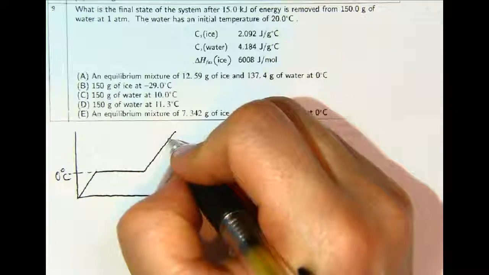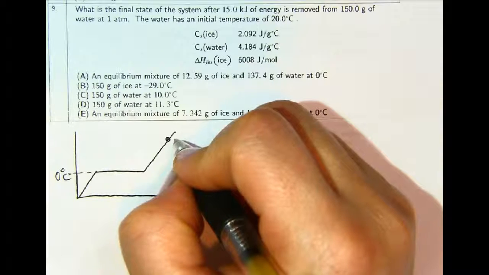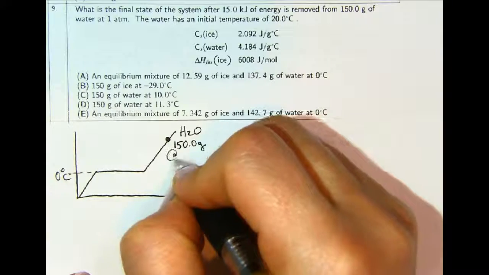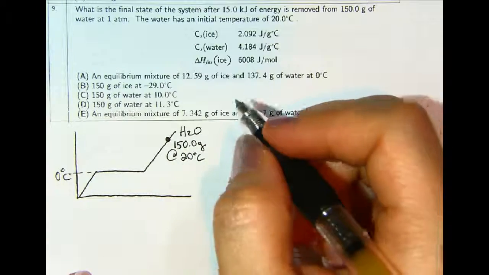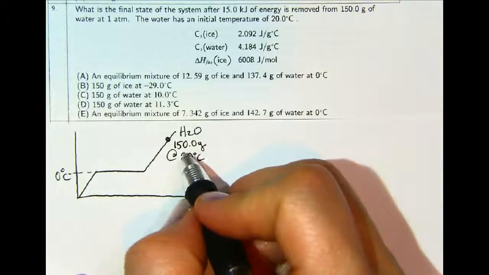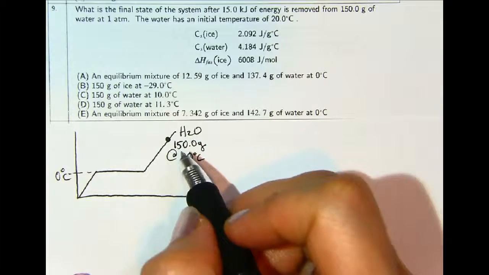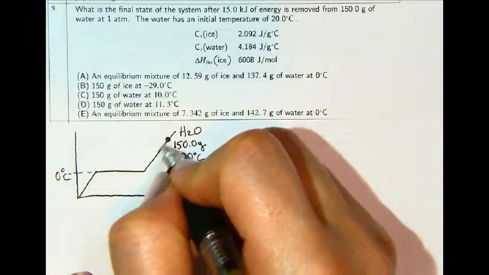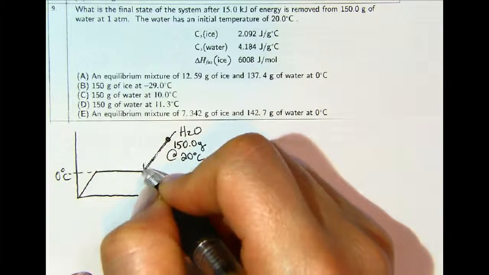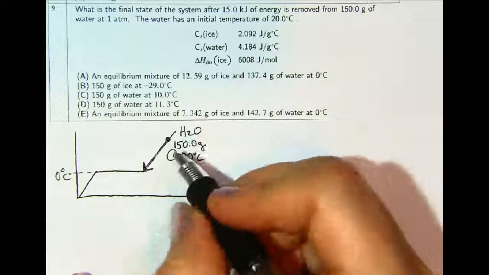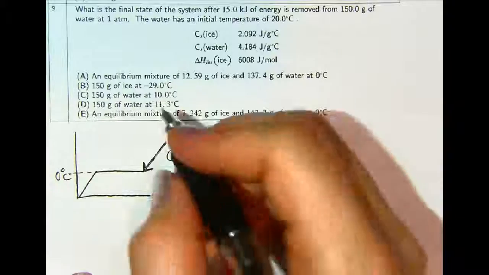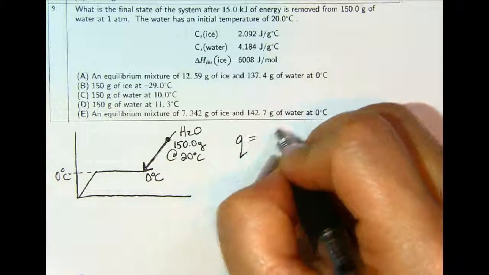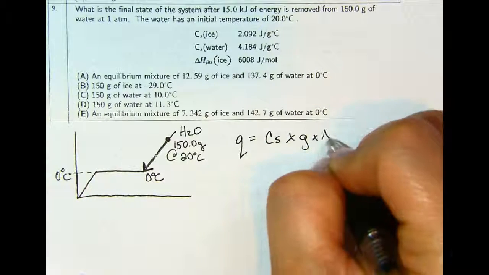We have water that's here, and it is 150.0 grams worth, and it is at 20 degrees Celsius. So the question is, if I take 15 kilojoules of energy from this water, then what would the state end up being? Well, let's test out the situation first. How much energy would it take to get the water down to its freezing point, 0 degrees? Let's just see that. So I can use Q is equal to CS times G times delta T.